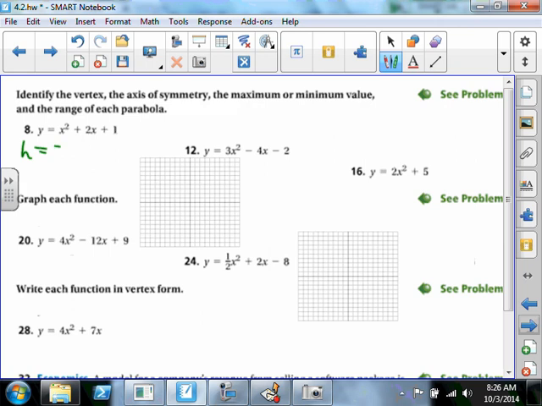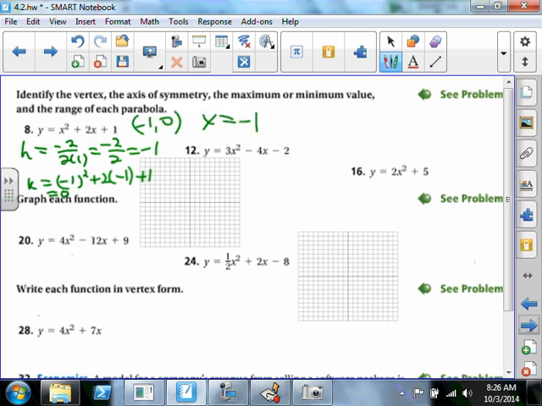H is negative 2 over 2 times 1. So that's negative 2 over 2, so that's negative 1. K is negative 1, the quantity squared, plus 2 times negative 1, plus 1. So that's 1 minus 2, so that's negative 1 plus 1. So K is 0 on this. So you should have had, for number 8, negative 1, 0. X equals negative 1. And that has a min value of 0. Everybody all right with 8? Everybody cool with 8? Okay.